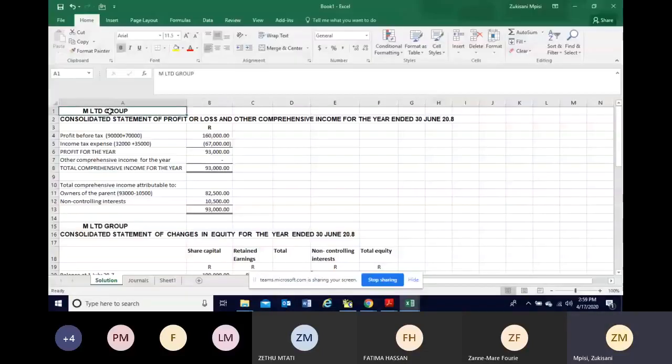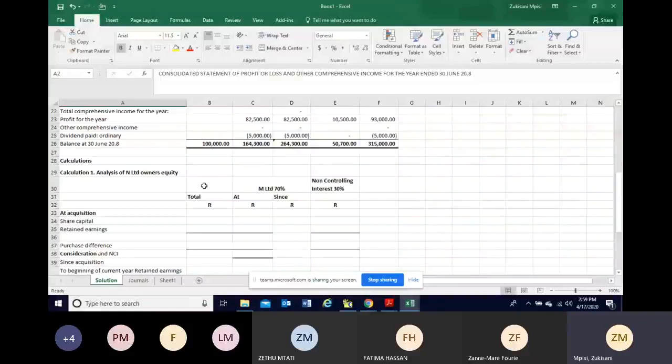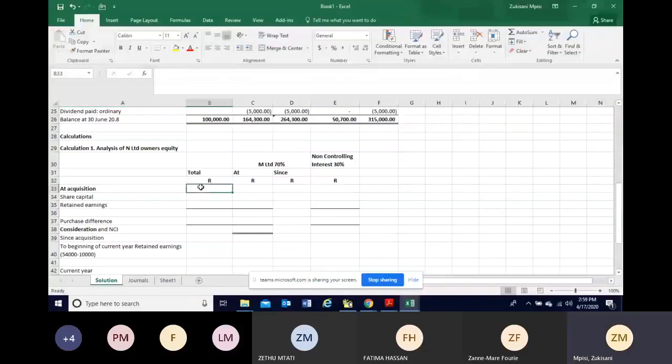We're no longer dealing with MLTD. We're dealing now with Diamond. Diamond Ltd Group. We've got to do a statement of profit or loss. The other statement that I've just not included here is the statement of financial position. But let's quickly deal with this one.